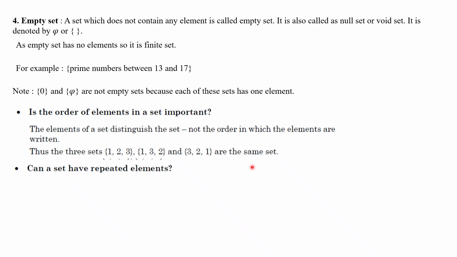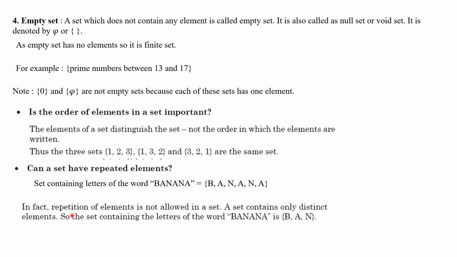Can a set have repeated elements? No. Take the set containing the letters of the word banana. If you see here, A and N have come multiple times. So repetition of elements is not allowed in a set. If you have to write the letters of the word banana, you have to write only the letters which are different. So B, A and N. Okay, only this you have to write.